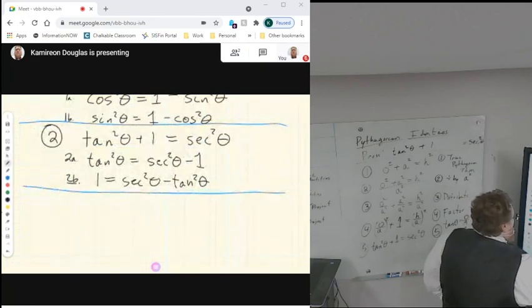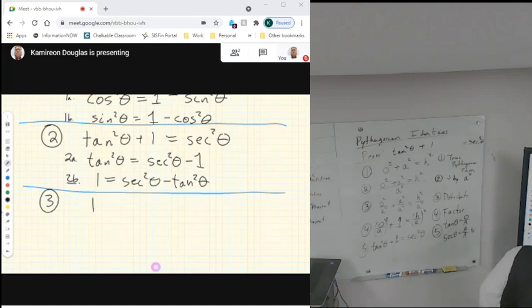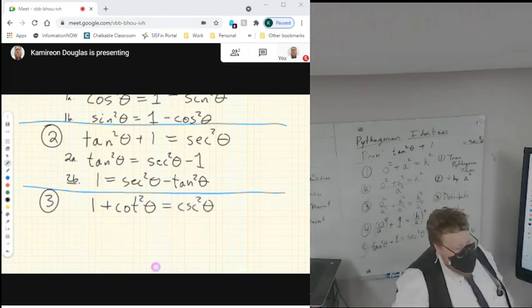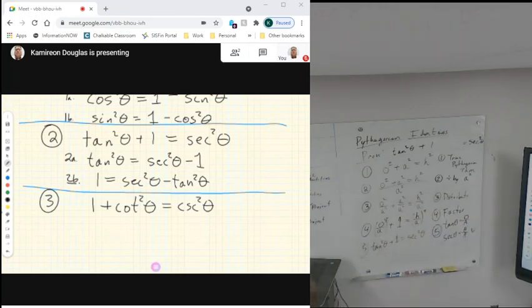Number 3, on your page, should be 1 plus cotangent squared equals, yeah, I was raised writing it this way. Another algebraic property is that I can reorder addition at any point in time. So I can do 1 plus cotangent, or I can do cotangent plus 1. They're all the same thing.